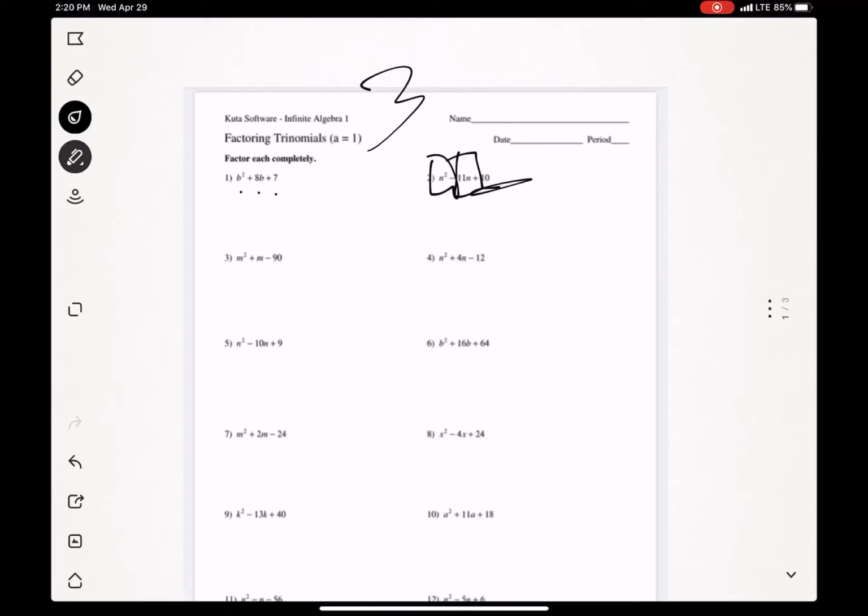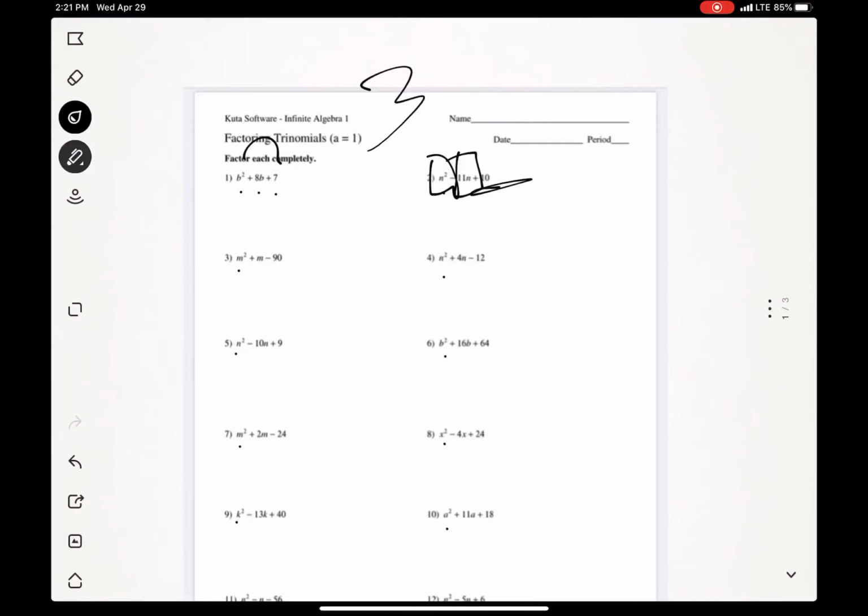So if we look also, we see that all of our lead coefficients, the starting coefficient, is 1. There is no number in front of those variables, so I know that it is 1. Which makes it easier, because we would have to multiply that lead coefficient times the constant, which gives us the number that we need to factor.